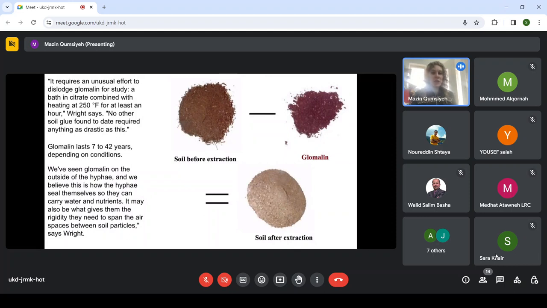So you've got the soil after the extraction. The glomalin is this almost red color, and the soil after the extraction of the glomalin is kind of gray. So when you are a farmer and you're trying to identify what's good soil, what is soil that's going to have good qualities, you typically want to find really dark soils. And that dark coloration comes from glomalin, right?